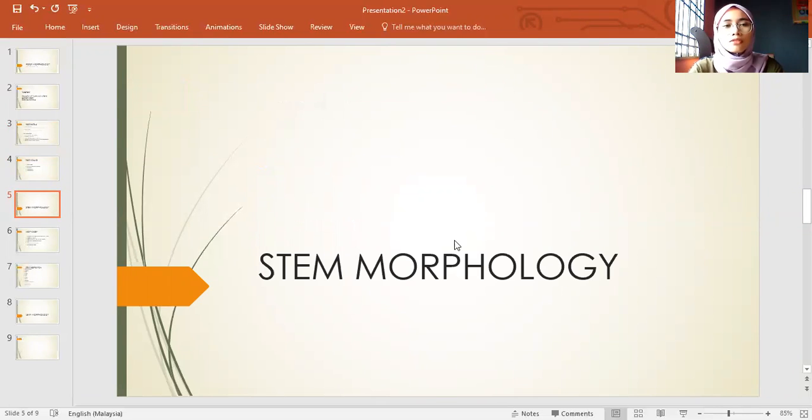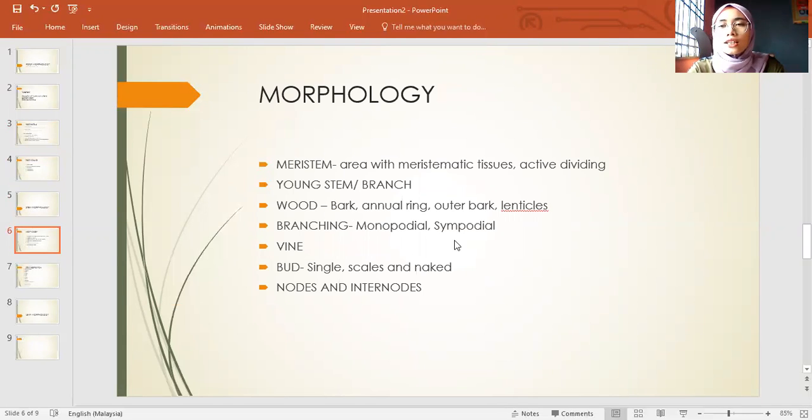It is stem morphology. Stem morphology consists of so many things, so I'd like to explain one by one. The first one is meristem. This is an area of meristematic tissue, which is actively dividing. The second one is young stem, which is branch. The third one is roots. They have bark, inner ring, outer bark, and radicle.